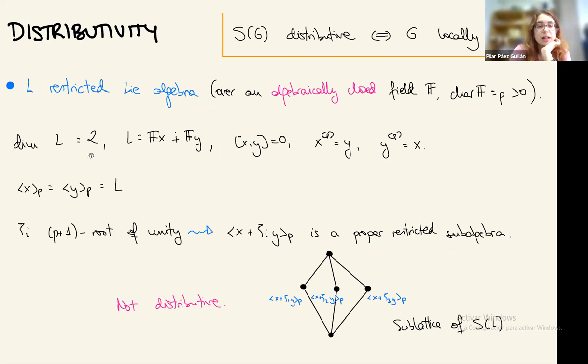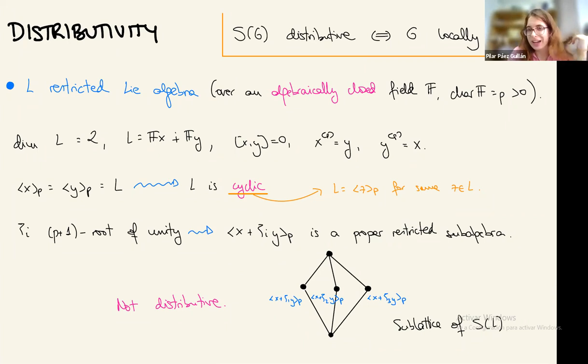But I said here that the restricted subalgebra generated by x or by y is the whole L. And this is exactly what I was saying before. That means that the restricted Lie algebra is cyclic: it can be generated by one single element, in this case x or y. So my restricted Lie algebra is cyclic, but its lattice is not distributive. So we don't have an equivalent characterization to the situation in groups.